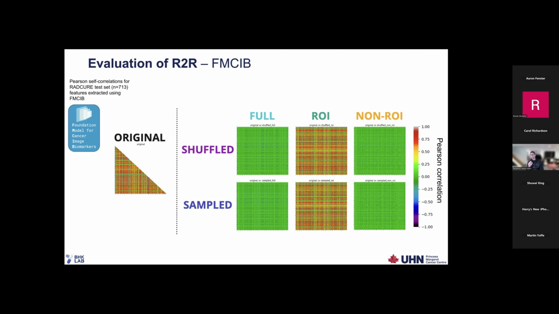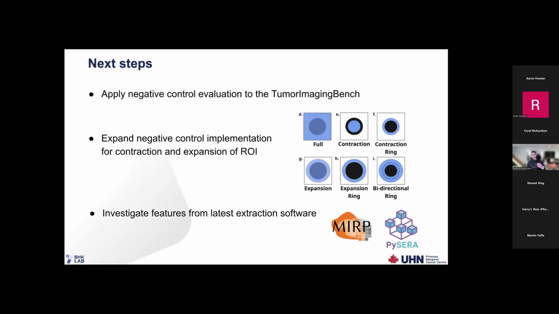It basically means that FMCIB is deriving its embedding features mainly from non-ROI voxels, so outside the tumor, something that the original authors didn't know, right? So we came back to them and said, "Oh, that's really weird. Can we do more tests?" And now we're investigating this in more detail. But according to our tests, FMCIB is capturing what's around the tumor, not really what's inside the tumor, which is kind of interesting.